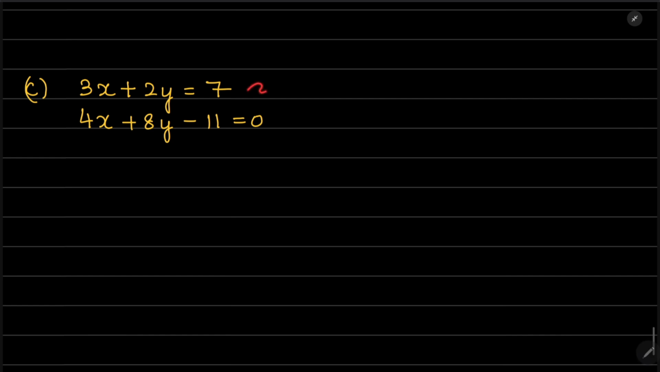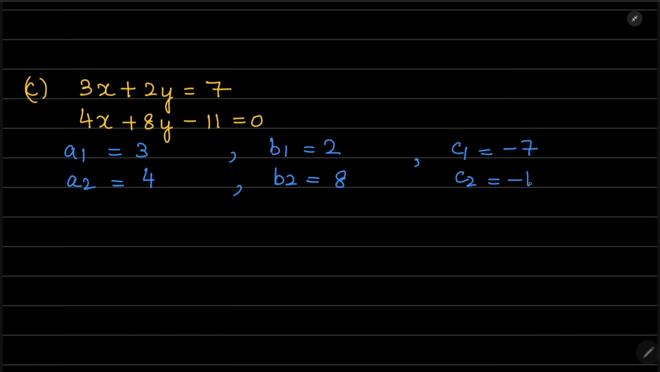So it's again a pair of linear equations which is given to you. Let's quickly write what A1 is 3, A2 is 4, B1 is 2, and your B2 is nothing but 8. What is your C1? You can take the constant to the left hand side, so C1 will be equal to minus 7 and C2 will be equal to minus 11.